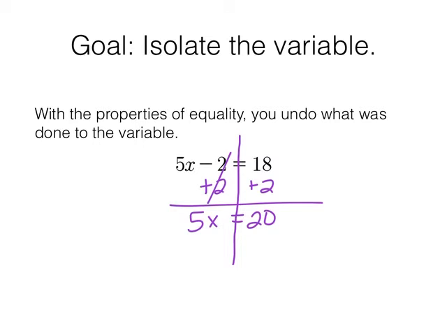Now I've got a multiplication equation, 5 times x equals 20. I probably already recognize that x is equal to 4, but I should still show it to get into that habit of dividing by that coefficient. We get x equals 4.